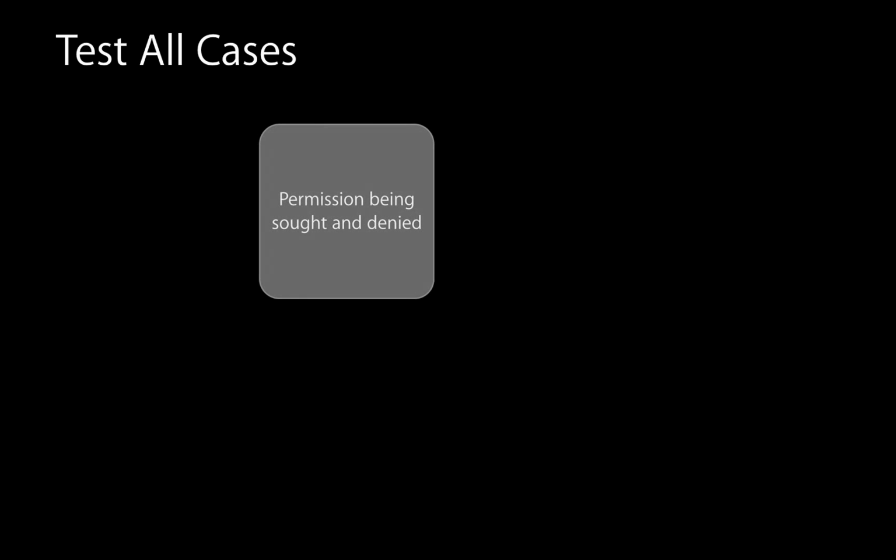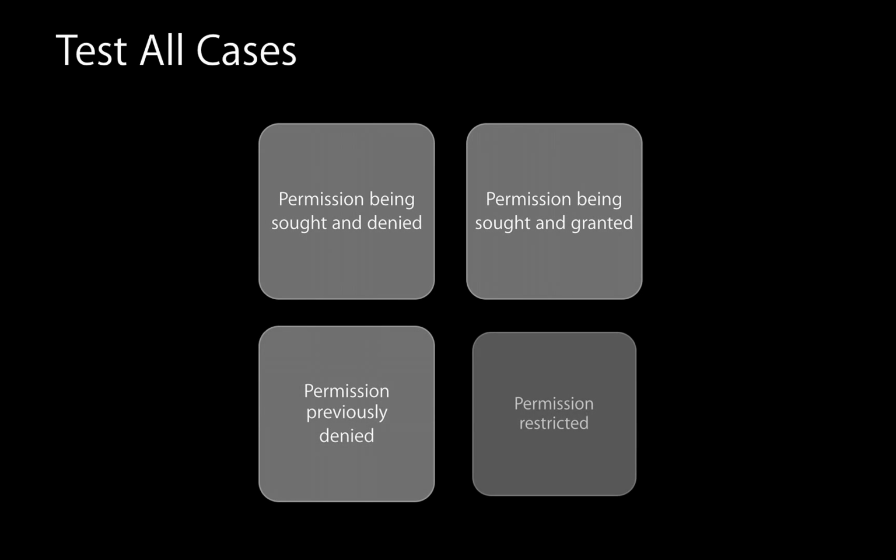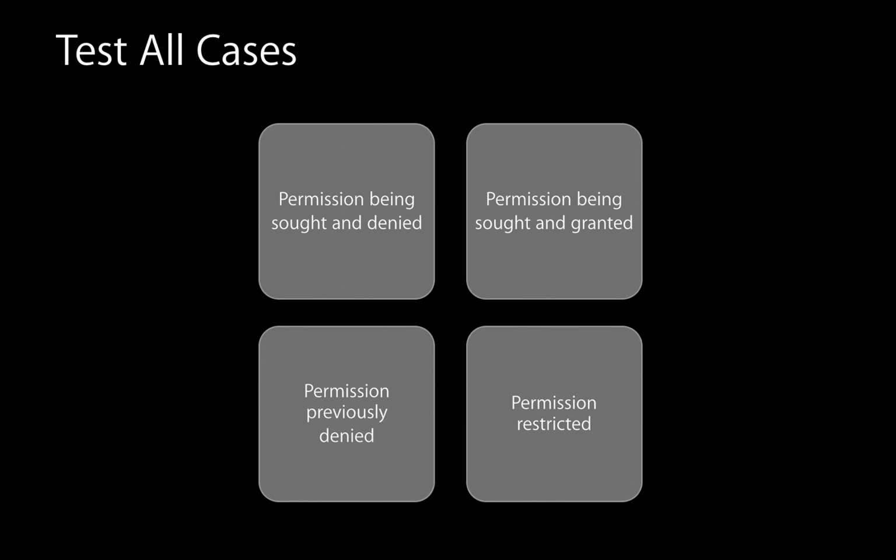Consider all of the different test cases, and there are 4 of them: permission being sought and denied, permission being sought and granted, permission previously denied, and permission restricted. You might even want to consider building these into your unit tests so that you don't ship any regressions.